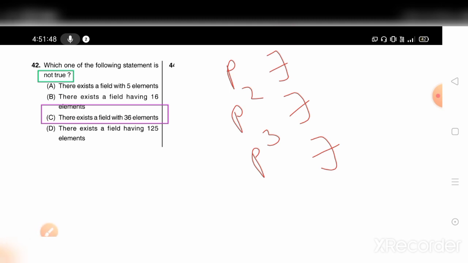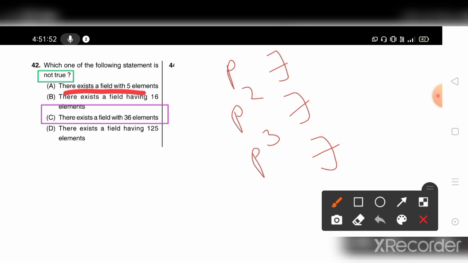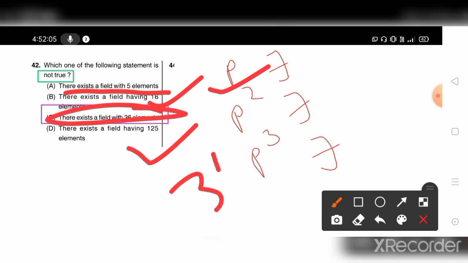Which one of the following statements is not true? There exists a field with 5 elements. There exists a field with p squared elements. And there exists a field with pq elements. Here, there exists a field with 36, that is 2 into 3, 6.